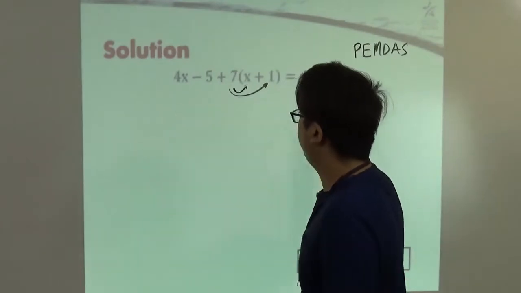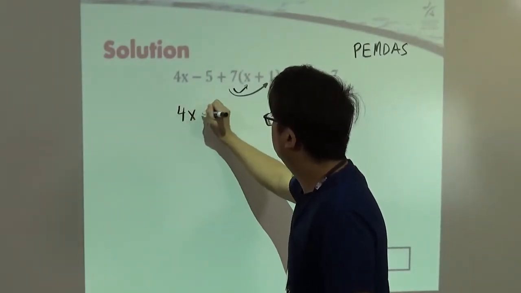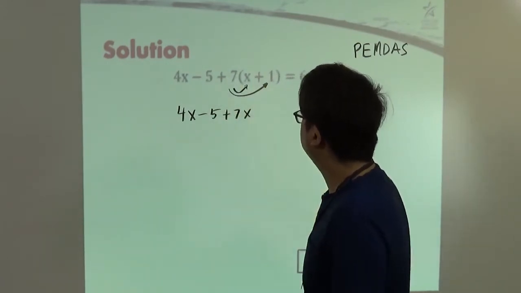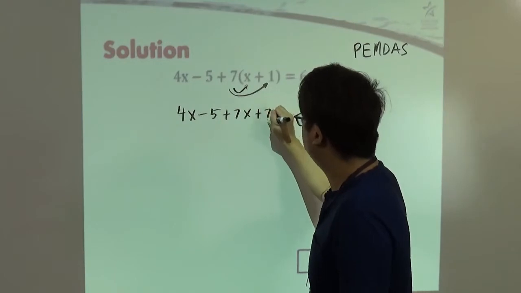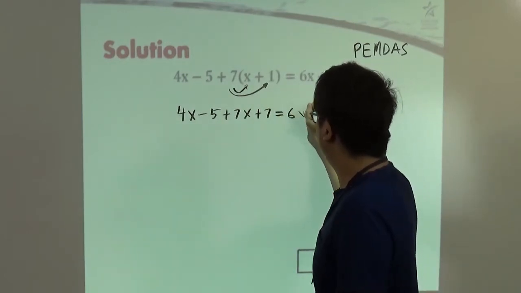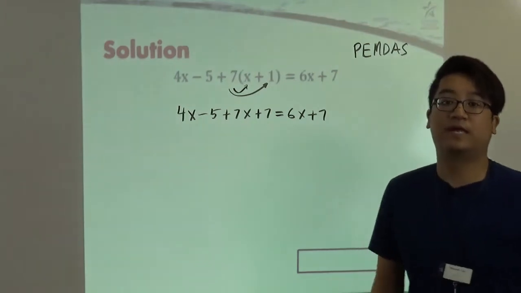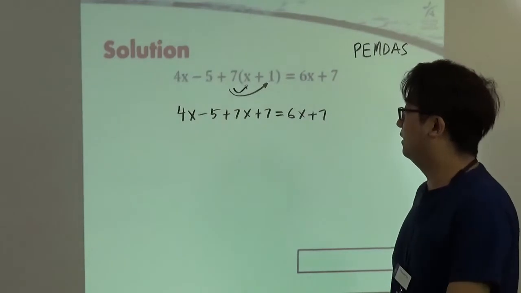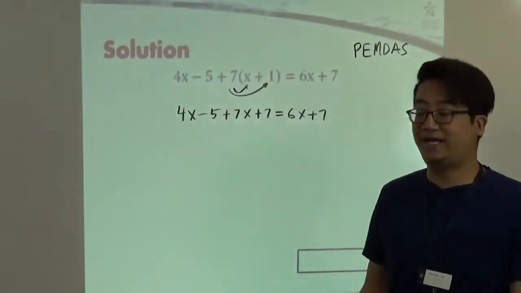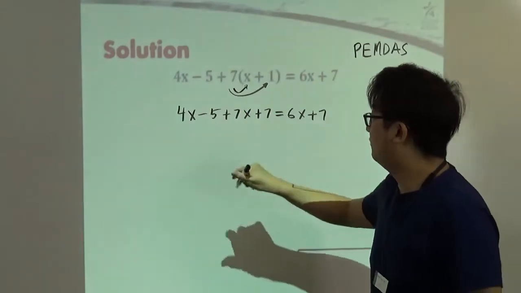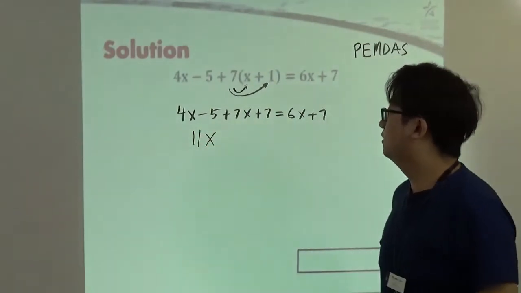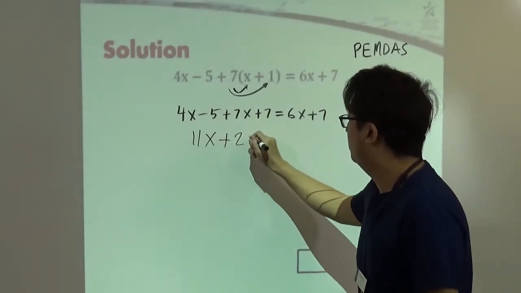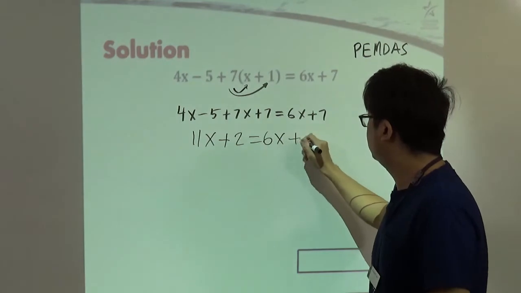So if I rewrite the whole equation, I have 4x minus 5 plus 7x, 7 times 1 is 7, is equal to 6x plus 7. Now, before I do anything else, I want to see what like terms I can combine. I see 4x plus 7x, they're both x's, so I'm allowed to add them. 4x plus 7x is 11x. I have negative 5 plus 7, that is a positive 2. And that's equal to 6x plus 7.